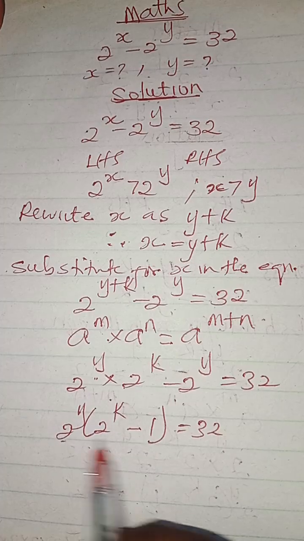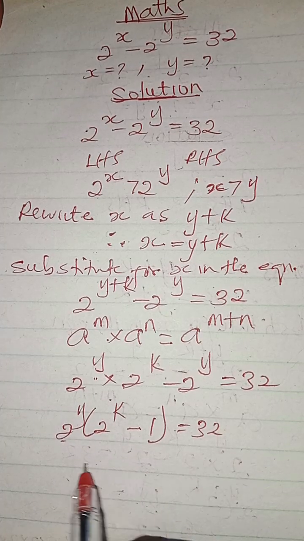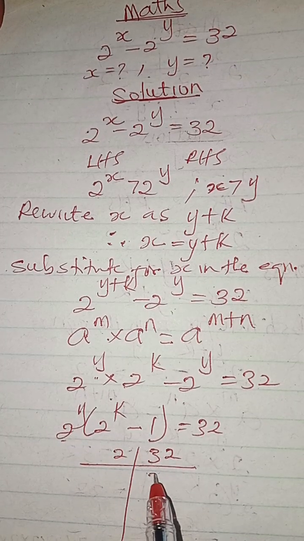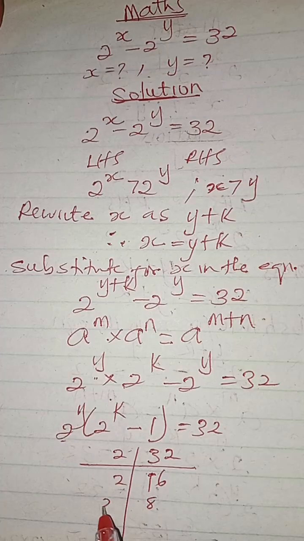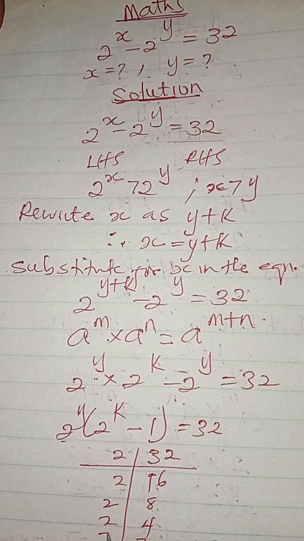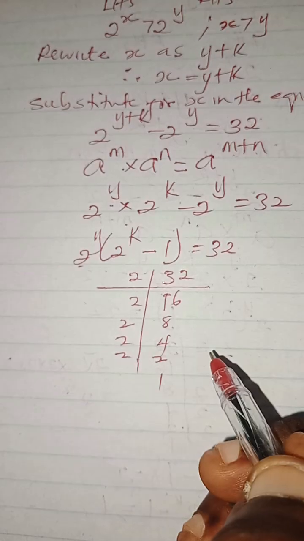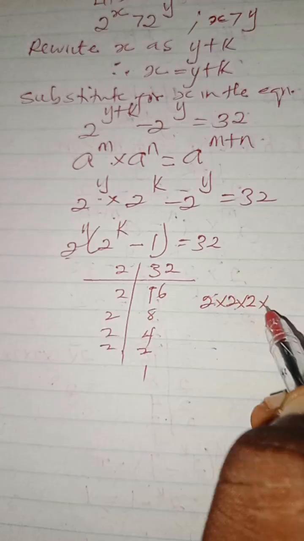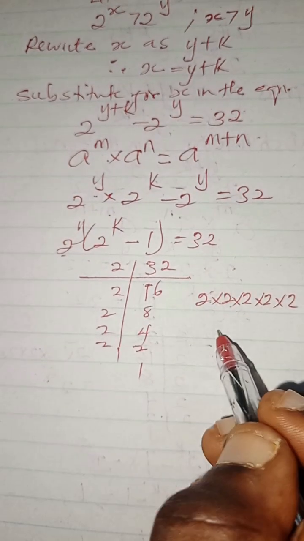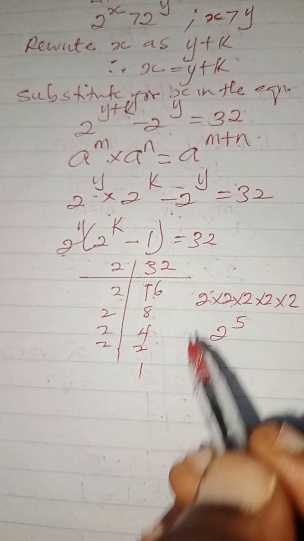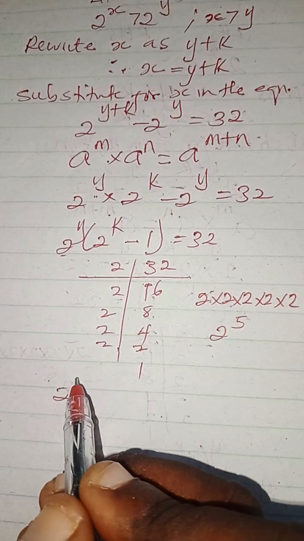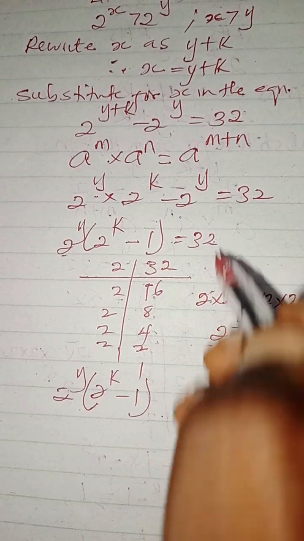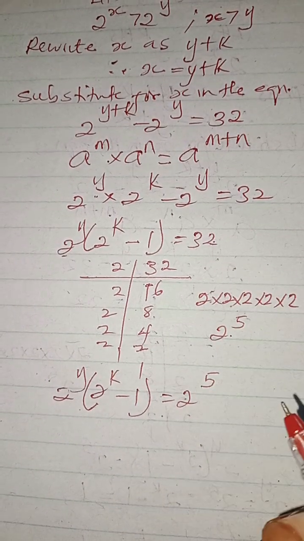Now, this left hand side is okay. Your attention should be shifted to the right hand side now. So what's the prime factor of 32? 16, 8, 4, 2, 2, 1. So what's the meaning of that? 2 times 2 times 2 times 2 times 2. That is 2 raised to the power of 5, 2 in 5 places. So you have 2 raised to the power of y here, 2 raised to the power of k minus 1. This one, instead of writing 32, write 2 raised to the power of 5.